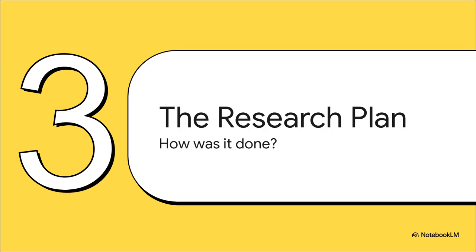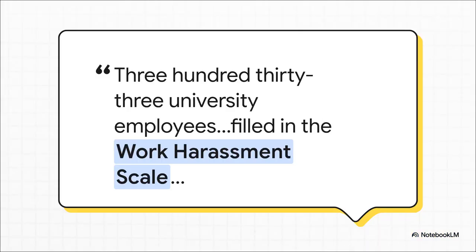Next up is the M in IMRAD, methods. This section is the research plan. It answers the question, how did the researchers actually do the study? Here, the abstract gets very specific. It tells us who participated in the study, 333 university employees. And it tells us what tool they used to collect their information, which was a specific survey. This part is all about the facts of how the study was conducted.